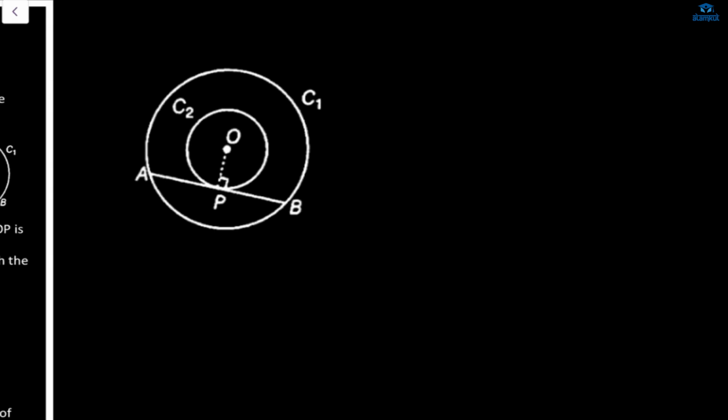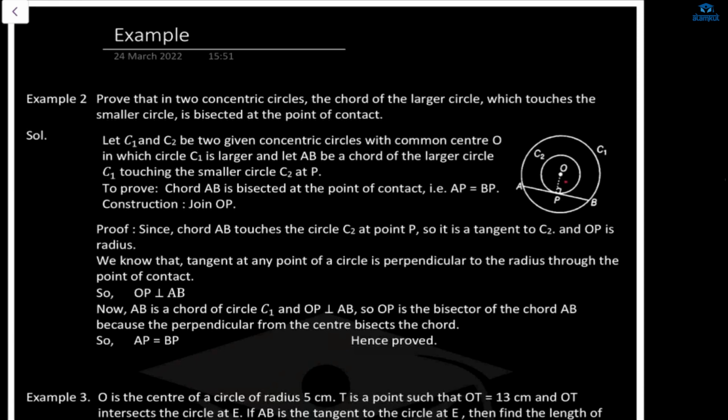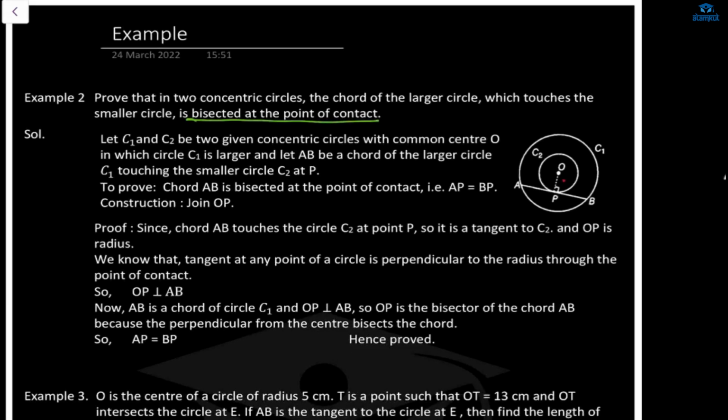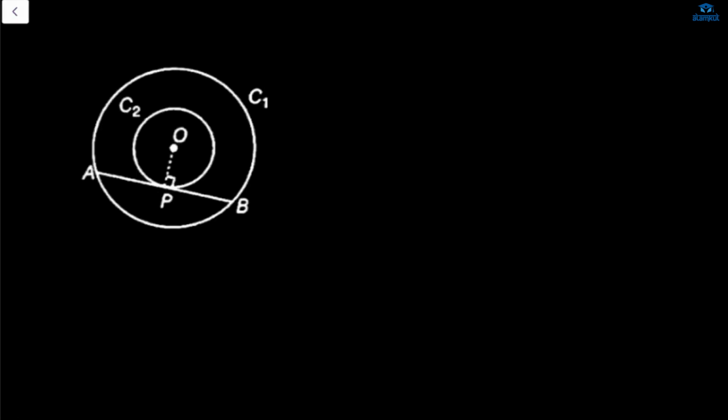So AB becomes the tangent for the smaller circle. And what do you have to prove here? You have to prove that the point P bisects AB, that it is bisected at the point of contact. That means AP is equal to PB. So you have to prove this. Understood? Any doubt here in the question? No, ma'am.